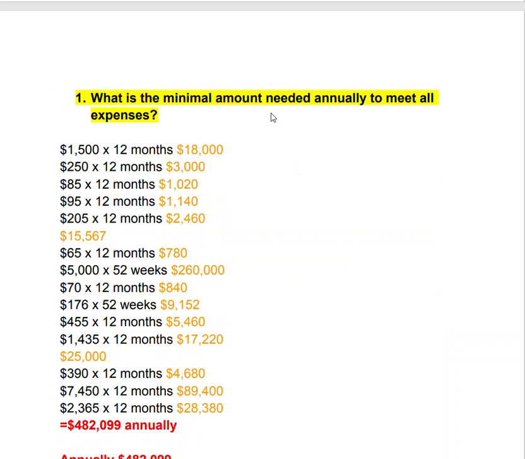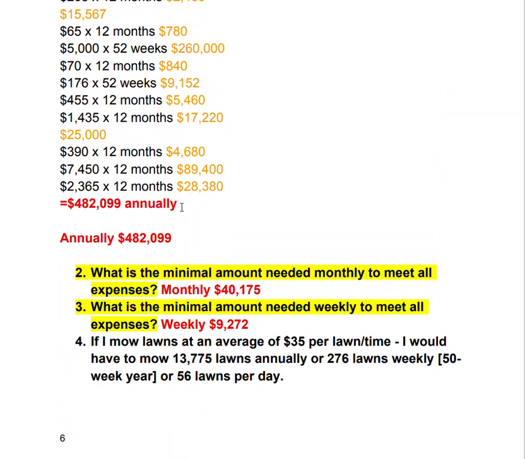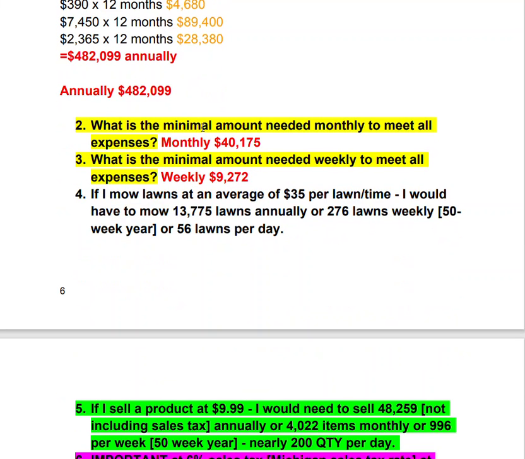Now, here we go. You start putting different numbers to that, right? 1,500 times 12 months, boom. You start seeing it. Wow, wait a minute. $482,000 is what it's going to take me. Now, these may not be your numbers, obviously, but that's what it's going to take you. It doesn't matter the number. The point is that you start seeing what is the minimum amount needed monthly to meet all my expenses.